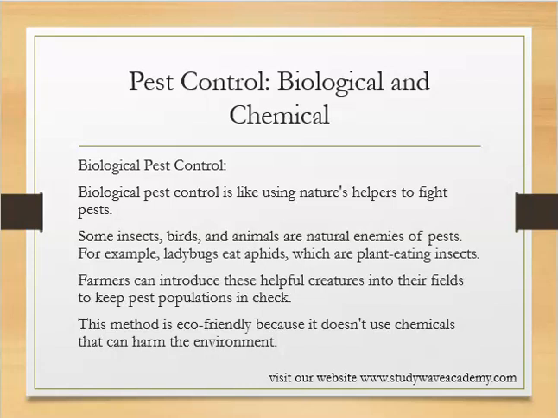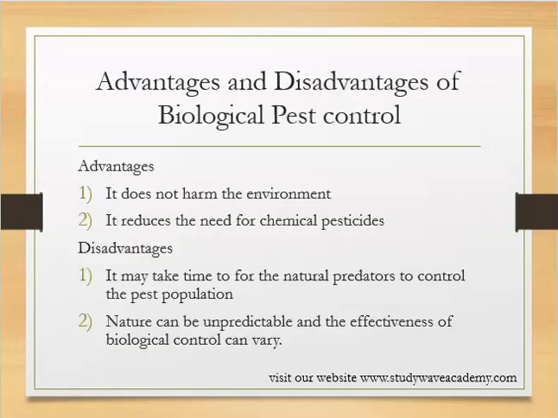Okay, you just depend on nature to help you fight the pests. That is what we mean by the biological control. It doesn't involve chemicals. It won't cause harm to your environment. Then we have advantages and disadvantages of this biological pest control. The advantage is it does not harm the environment.